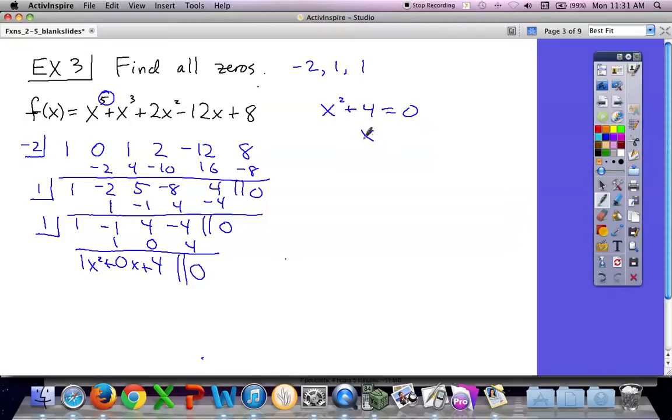So subtract 4 to the other side. Take the square root of both sides. That is plus or minus the square root of -4. And now that's the square root of a negative number, which means we're going to have an i. And this is 2i.